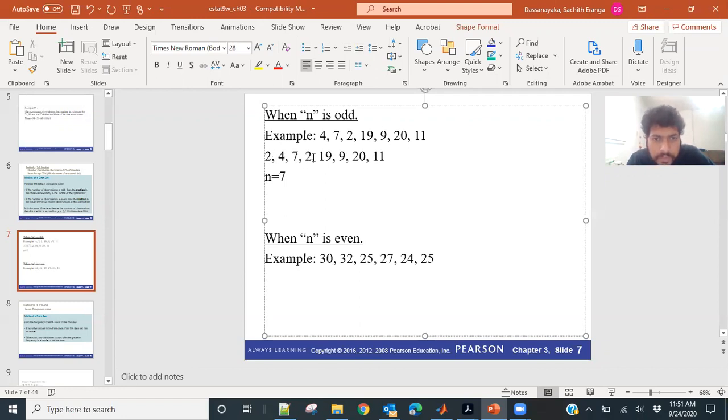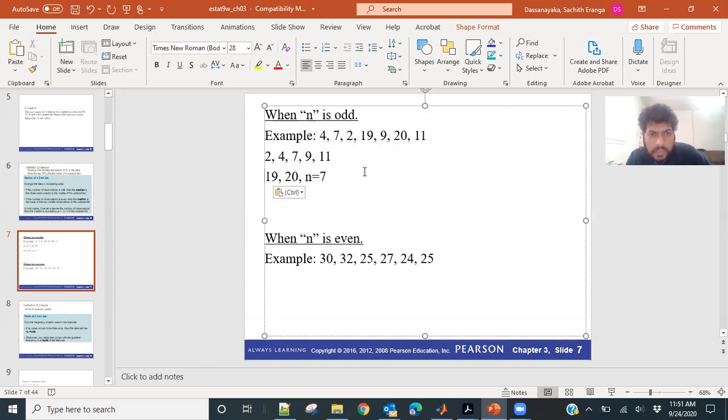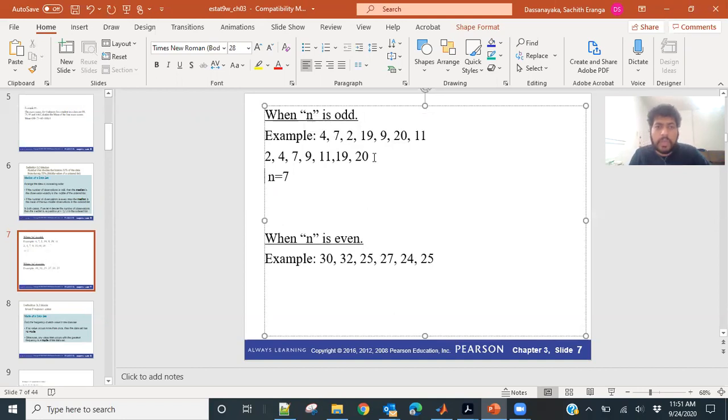4, 7, then this should be 9. Okay, now this data set is an ordered list, ascending ordered list: 9, 11, 9, 20. Now you can find the position.